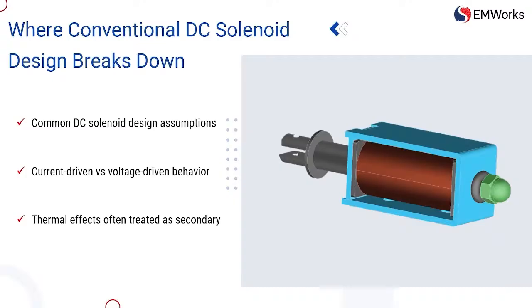Most DC solenoids are still designed using a set of assumptions that seem reasonable at first glance. We often assume the solenoid behaves as if it were current driven, with a fixed current flowing through the coil. Under that assumption, force becomes proportional to the product of current and turns, the familiar NI relationship, and temperature is treated as a secondary effect, something to check after the electromagnetic design is done.